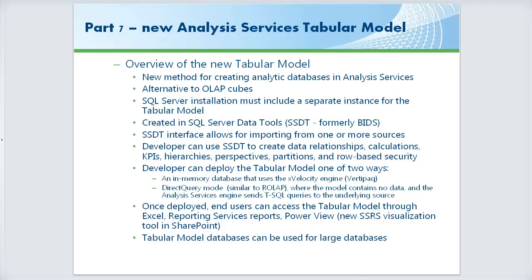Now, the developer can use SQL Server Data Tools to create a tabular model that has different data relationships, some calculations, some KPIs, some hierarchies, some perspectives. Perspectives are a filtered-down version of the database to appeal to people who might only need to see a few dimensions and a few fact tables. We can build partitions, and we can implement row-based security. Now, we're going to look at some of these features this week. We're not going to look at all of them. Some of them are going to spill over into the next week.